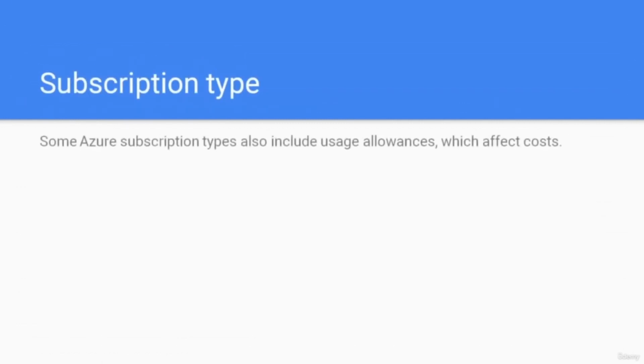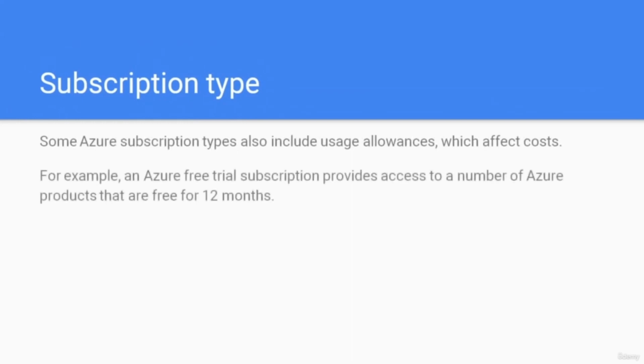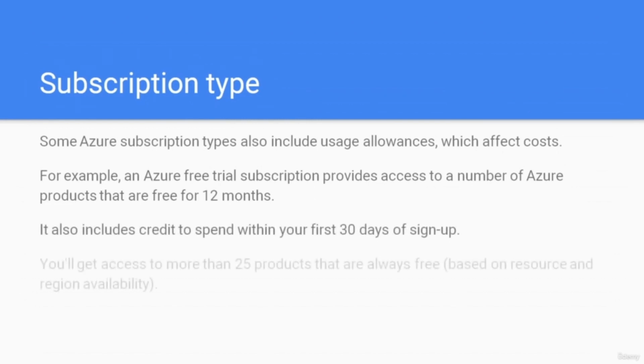Subscription type. Some Azure subscription types also include usage allowance, which affects costs. For example, an Azure free trial subscription provides access to a number of Azure products that are free for 12 months. It also includes credit to spend within your first 30 days of sign-up. You will get access to more than 25 products that are always free based on resource and region availability.